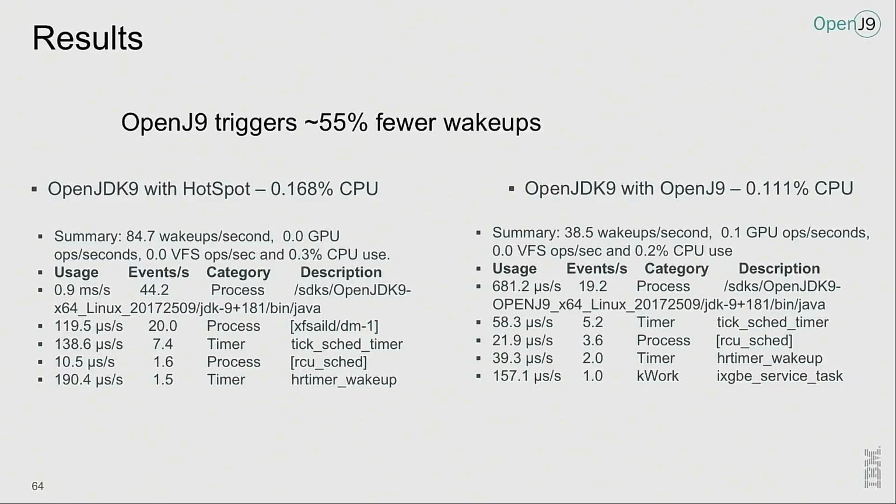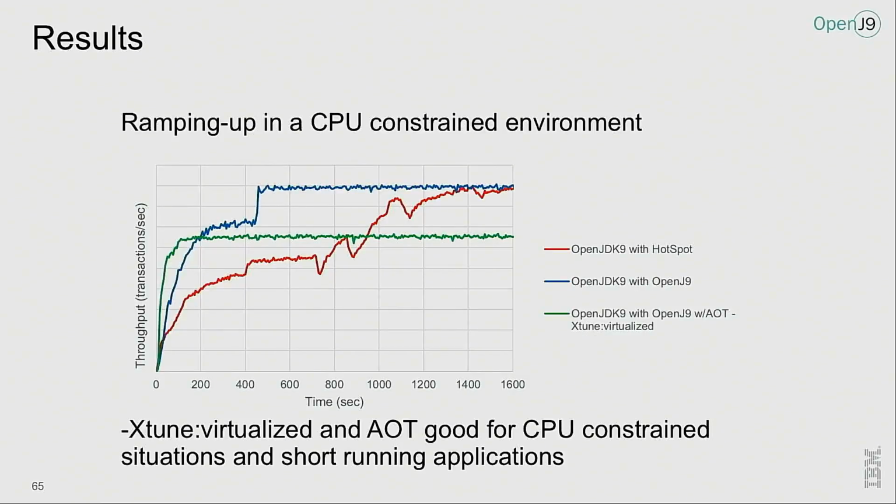And then as a point about the virtualized environment, OpenJ9 actually triggers fewer wake-ups so that your workload has lower CPU utilization like we eventually saw, and it's a little bit nicer for virtualized environments. So this is the sort of chart we have for ramping up. The green line is with that Xtune virtualized, right? That's where we're trading off really fast startup time and reaching maximum throughput quickly for longer life max throughput, right?